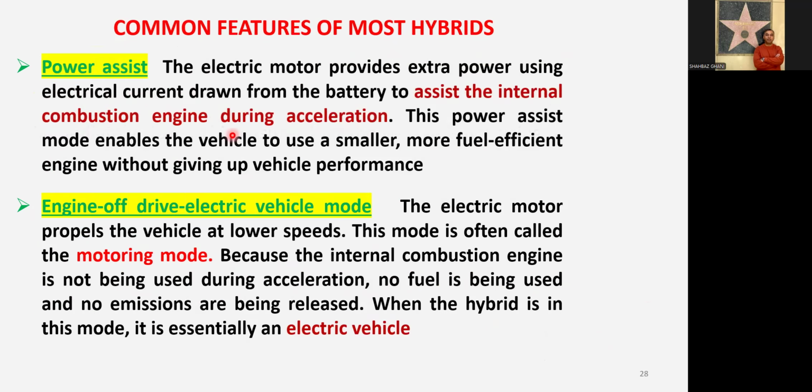Now, power assist. The electric motor provides extra power using electric current drawn from the batteries to assist the internal combustion engine during acceleration. This power assist mode enables the vehicle to use a smaller, more fuel efficient engine without giving up vehicle performance. So this power assist is a common feature of a hybrid vehicle.